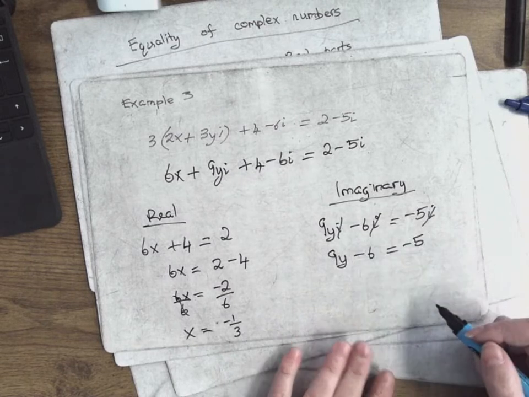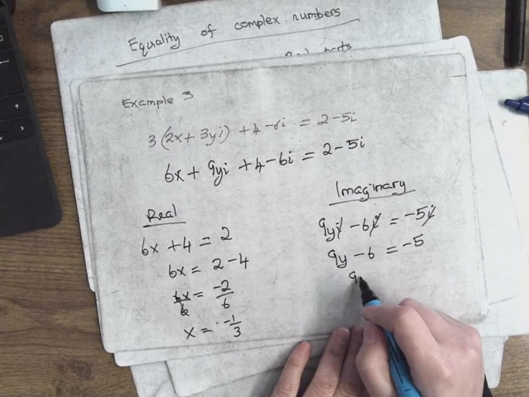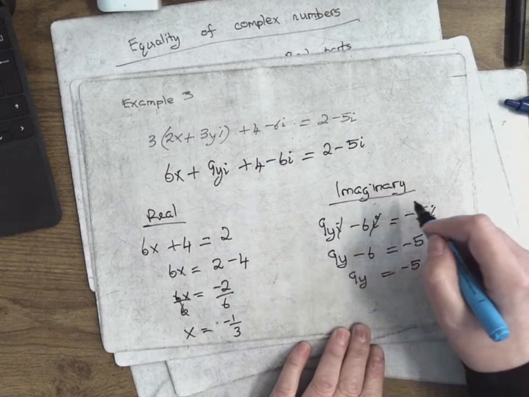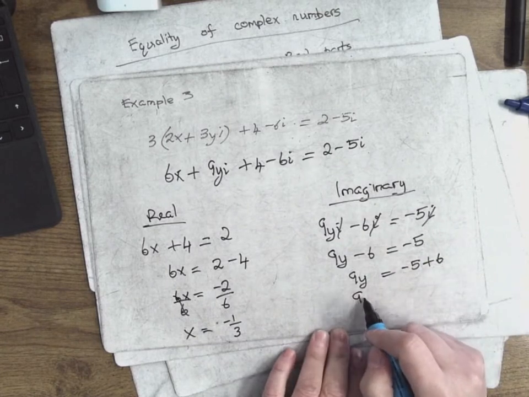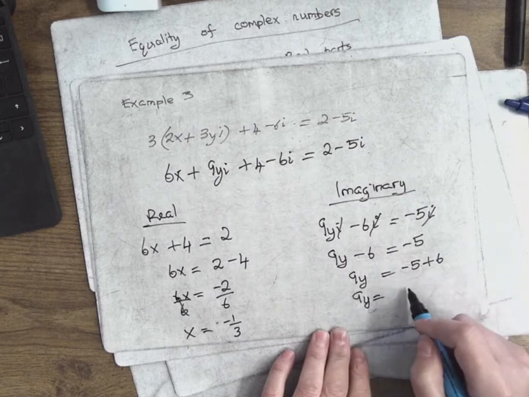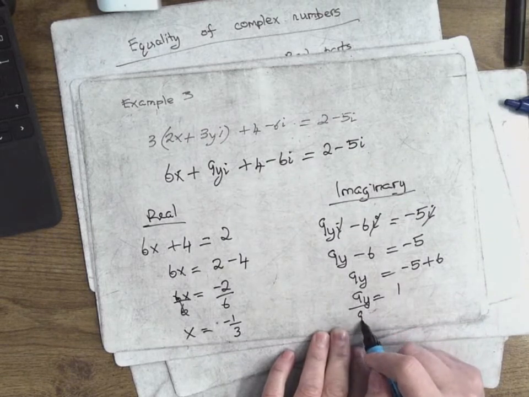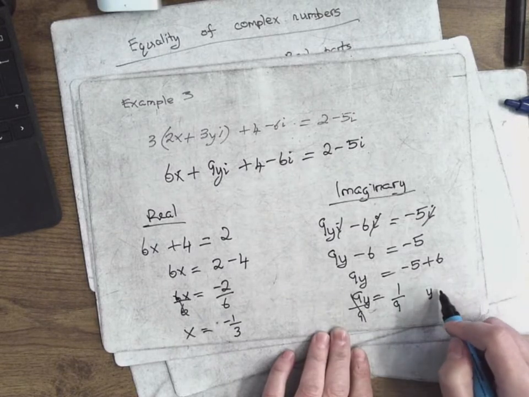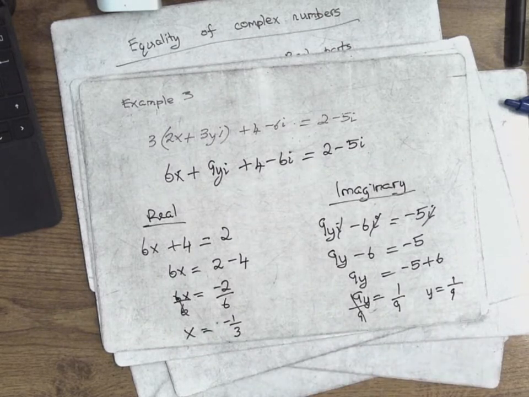What do I do now? y's on one side, numbers on the other. So leave the 9y. Minus 5 is here already. Minus 6 comes over the wall and becomes a plus 6. So you get 9y is equal to minus 5 plus 6, which is 1. There's a 9 stuck to the y, so divide each side by 9. And you'll get y is equal to 1/9. Is that okay? Happy with that?